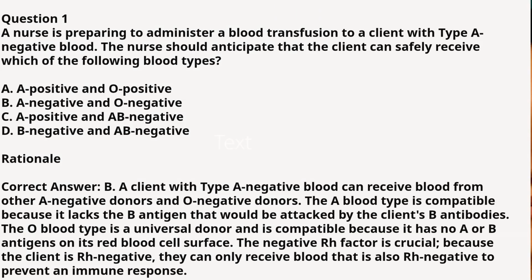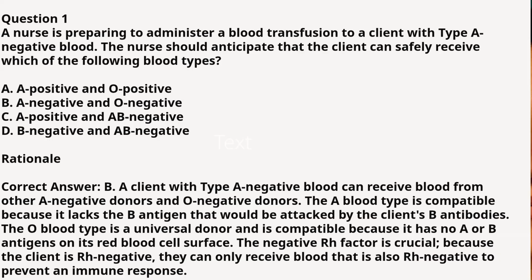Question 1. A nurse is preparing to administer a blood transfusion to a client with type A negative blood. The nurse should anticipate that the client can safely receive which of the following blood types? A, A positive and O positive. B, A negative and O negative. C, A positive and AB negative. D, B negative and AB negative.